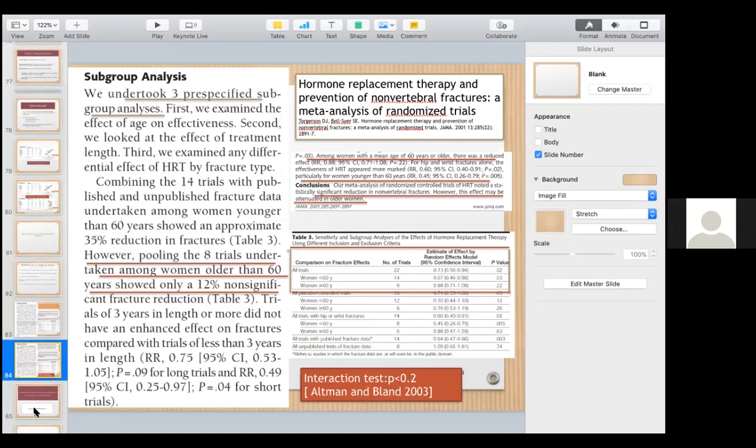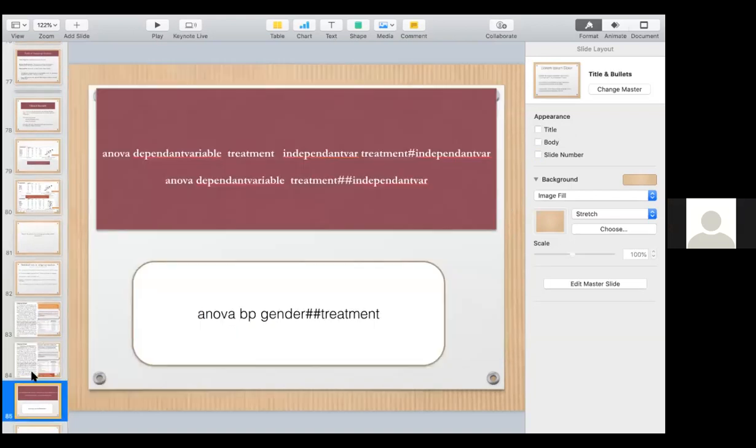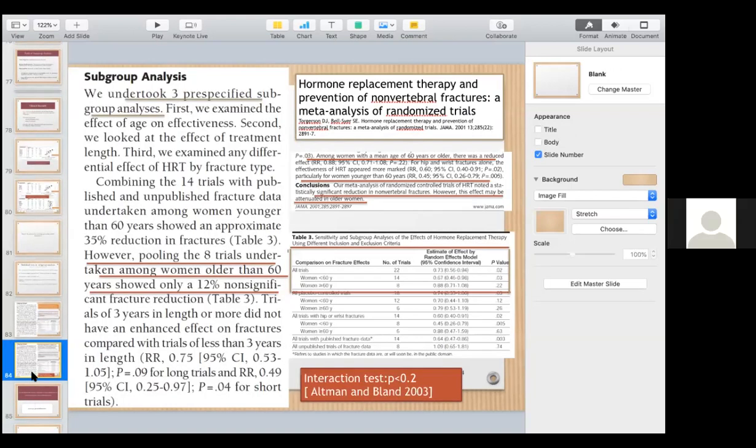May I ask a question here? Yeah, please. If we are saying there is no interaction, that means subgroups are not affecting each other, right? Or no, statistically no interaction means there is no difference. Interaction means age is not an influence on the... I'll just come to the next slide, you'll come to know.